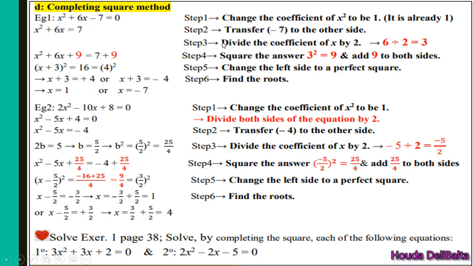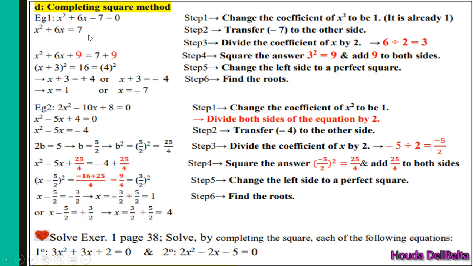Step 3. Divide the coefficient of x by 2. What's the coefficient of x here? It is 6. So divide 6 by 2. We will get 3. Step 4. After getting 3, we have to square this number that we get. So 3 squared equals 9. What should we do with that number? Add 9 to both sides. As you see here, we add 9 to this side and we add 9 to this side.